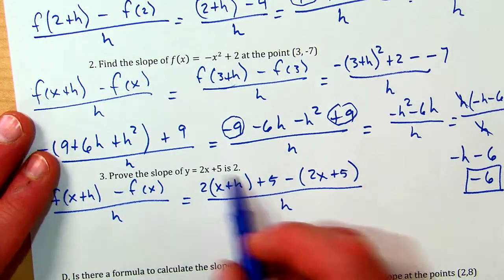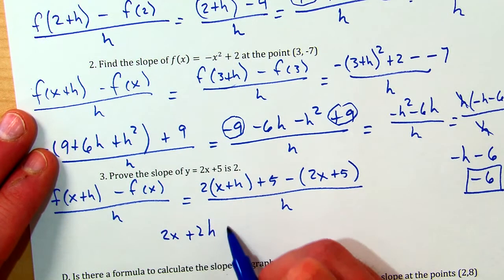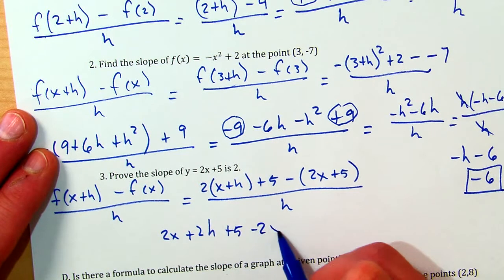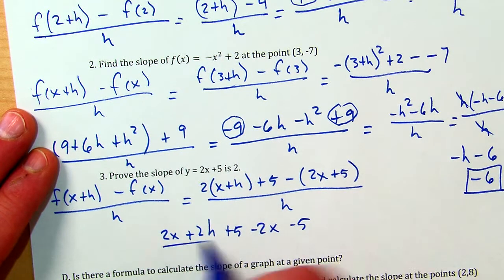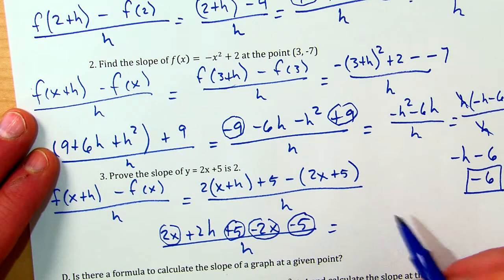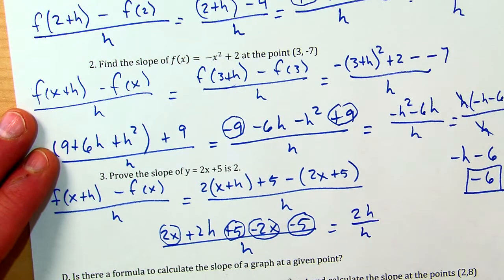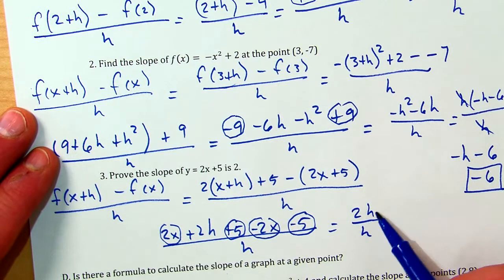In front, I have 2x, I'm just distributing, plus 2h plus 5 minus 2x minus 5 all over h. Let's circle the parts that cancel out. I see a 2x right here, a negative 2x here, a positive 5 here, a negative 5 here. So what it boils down to is 2h over h, like that. Or in general, cross out, I just get 2.